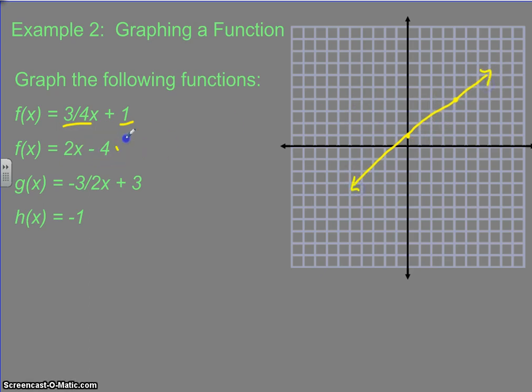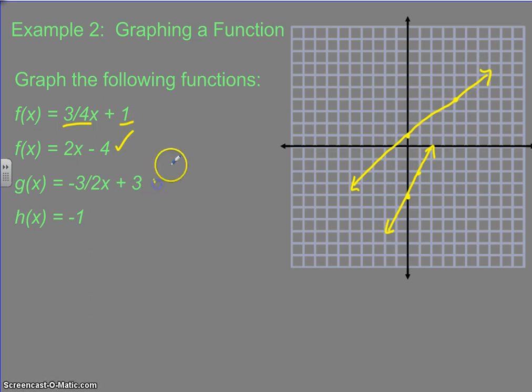Okay, let's do this next one. Negative 4. 1, 2, 3, 4. Up 2. Over 1. Okay, draw a line through there. That's the second one. Again, I want your lines to fill up the graph, but I can't draw them really straight with this thing, so we're going to stick with that.